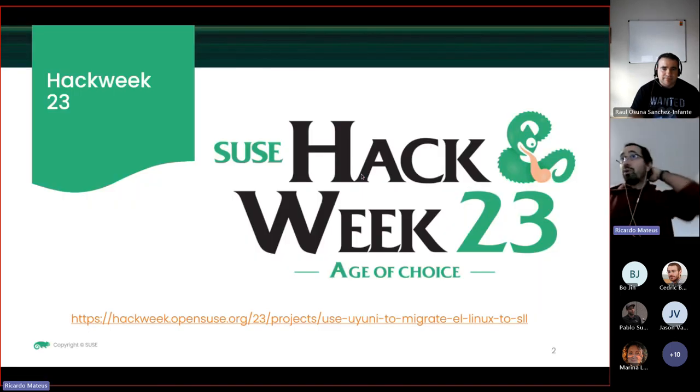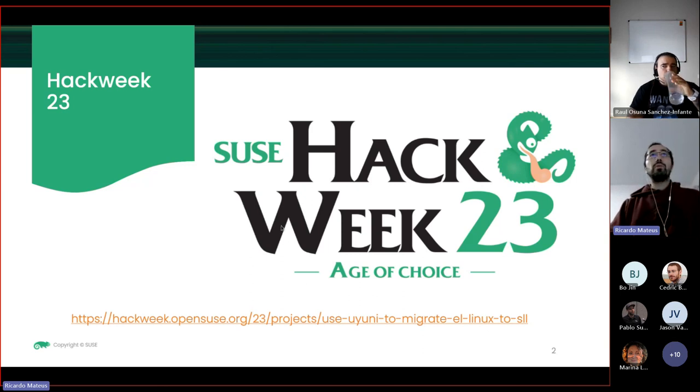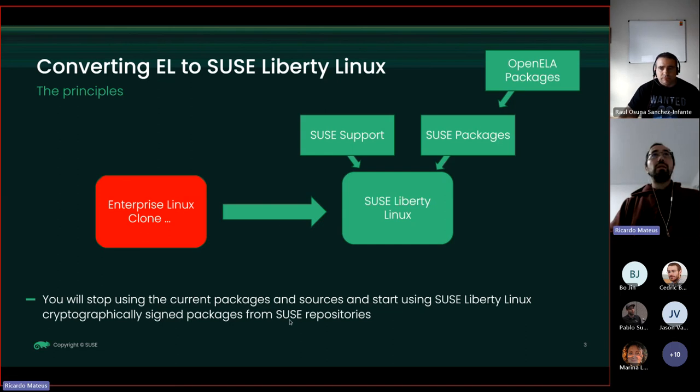So as I said, this is a project from this year. You have the link in here, I will put it in the chat at the end of the presentation. And how does the conversion work? So basically, if you have an Enterprise Linux clone and you are receiving the packages and patches updates from the vendor of that operating system, you can convert it to the solution that is SUSE Liberty Linux, and you will have SUSE support, and all the packages will come from SUSE, built by SUSE, and they are getting them from the openEuler project.